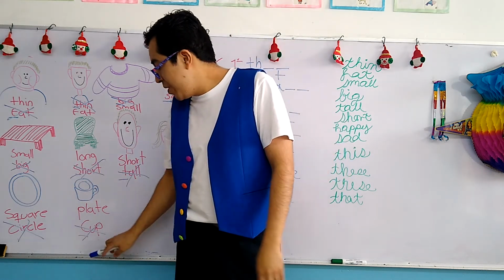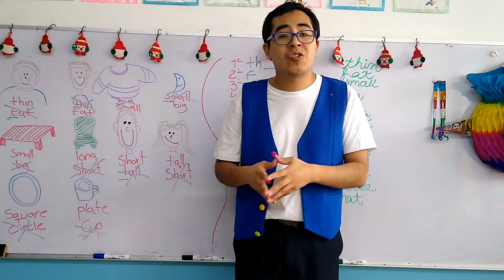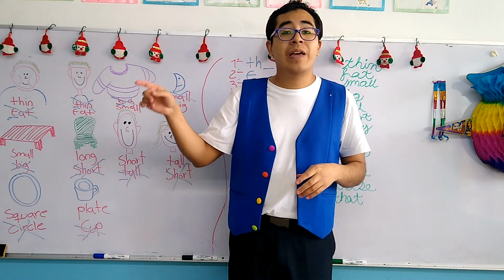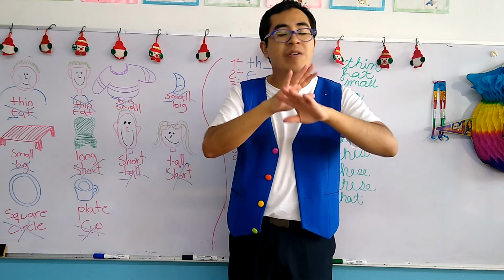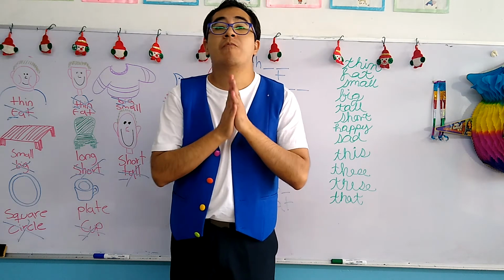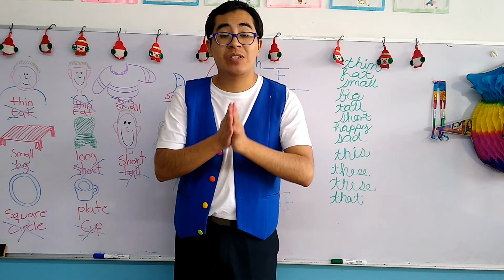Now, once we have finished solving this exercise, if you want to paint all of the objects with your favorite colors, like the way I did it, you can do it. There is no problem, okay? Very good. Now, let's continue with the second exercise, the second activity.